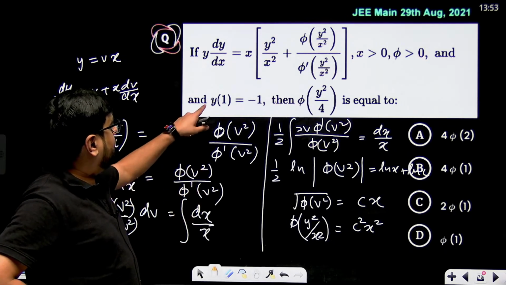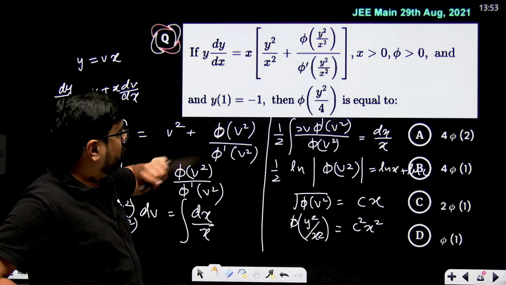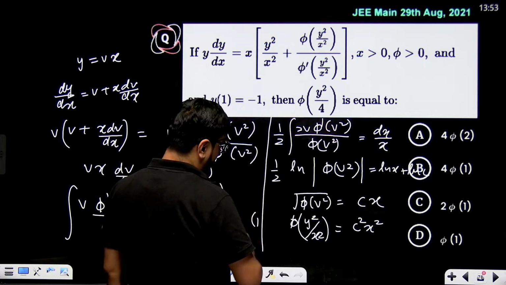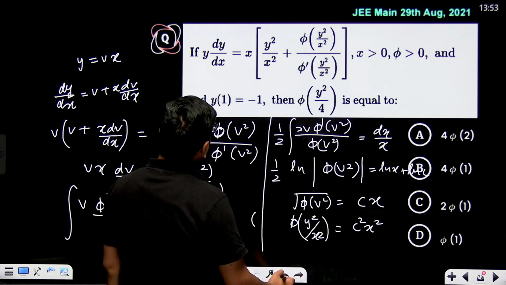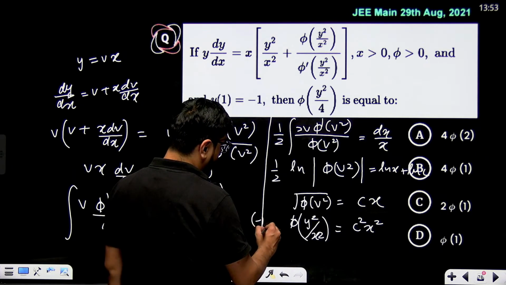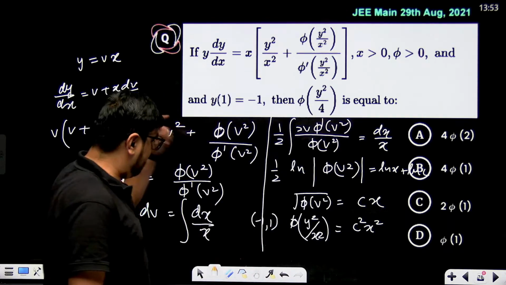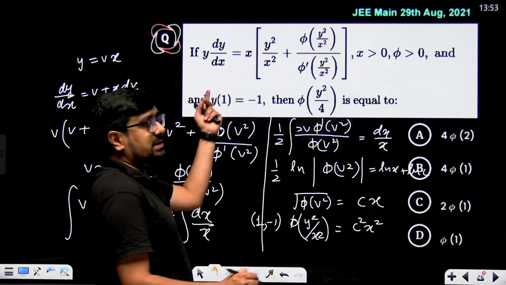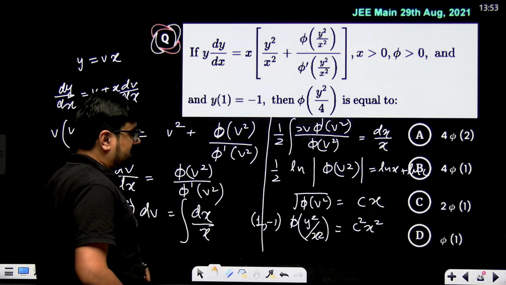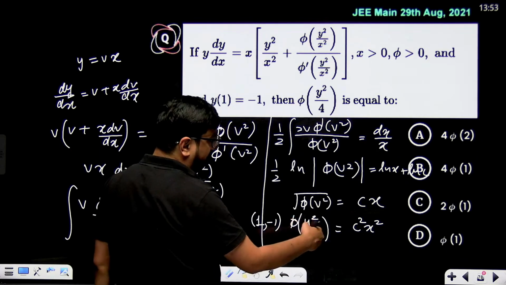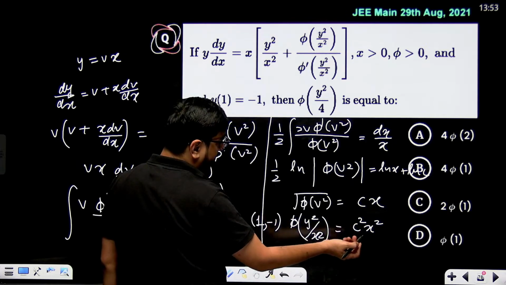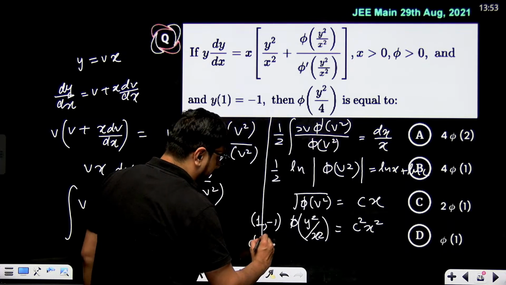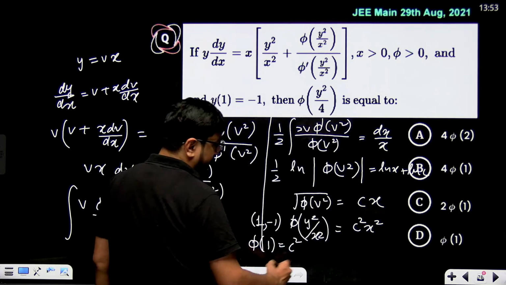What if they asked, y of 1 is equal to minus 1. So if we satisfy over here, 1 comma minus 1. X is 1, y is minus 1. When x is 1, y is equal to minus 1, so that will satisfy. What do we get from there? Phi of 1 equal to c square. So I'll write phi of 1 we are getting equal to c square.